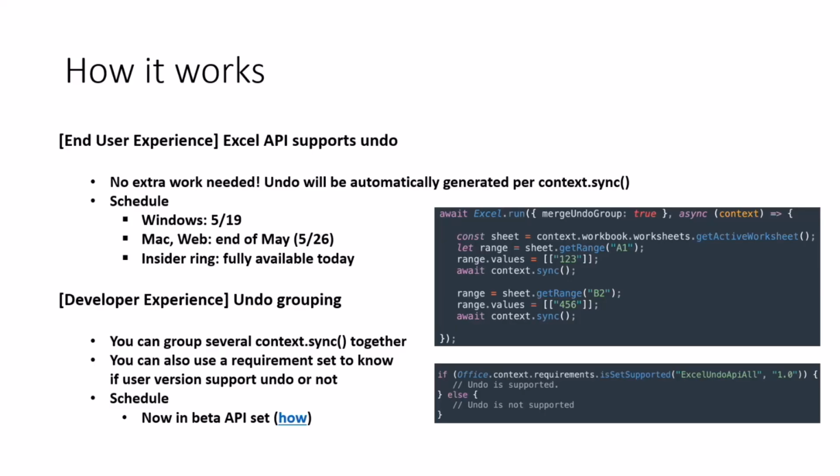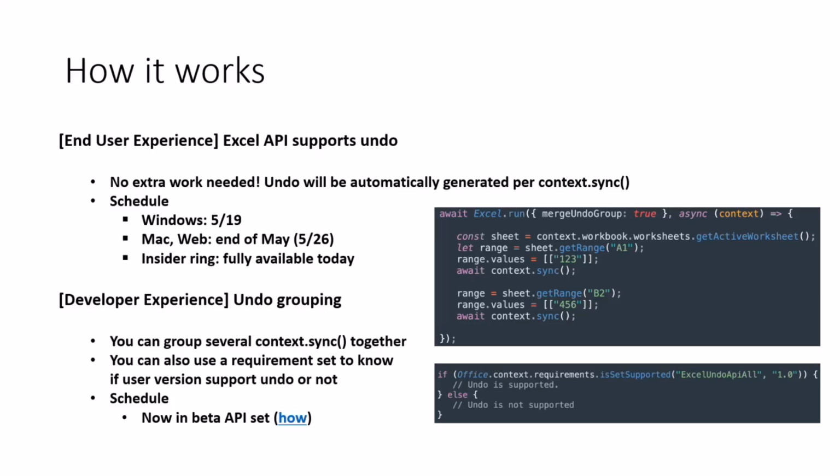Right now for Windows, we're going to reach 100% production next week, and Mac will also be soon. So you can imagine that starting from June, the undo issues are totally resolved. And if you're in a hurry and want to try it out, you can start testing it in the Insider ring. But I would recommend you wait a little bit because it's in GA already.